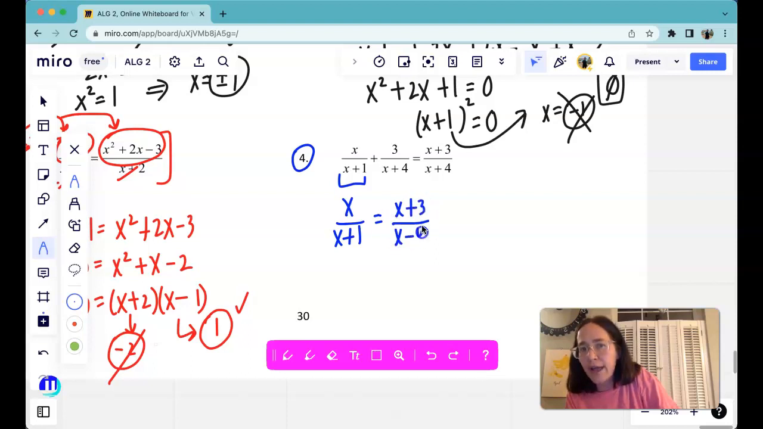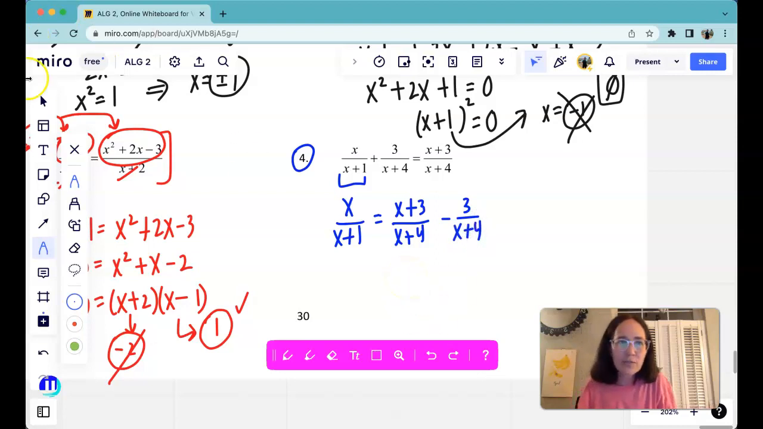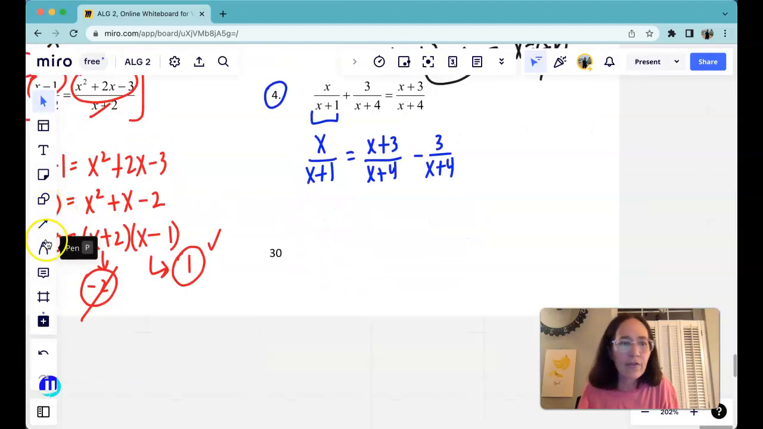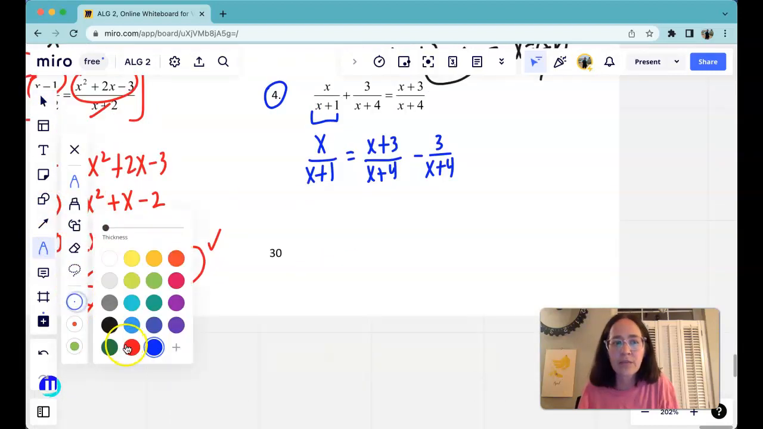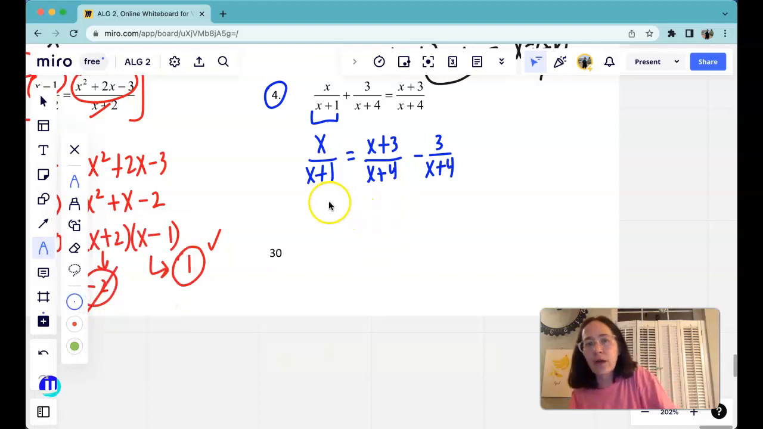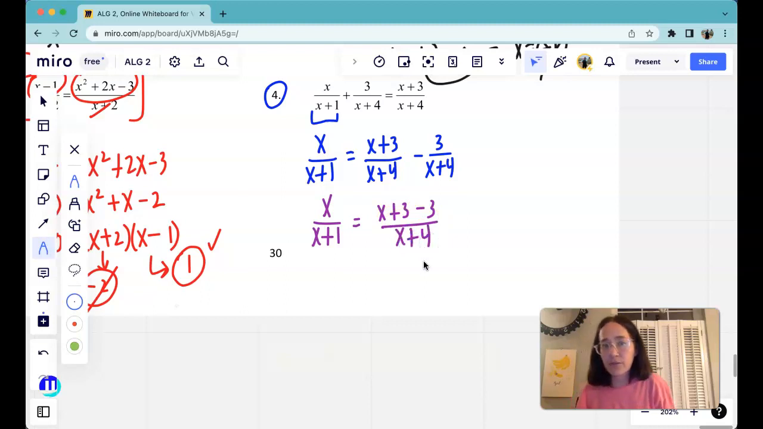So I'm going to subtract the 3 over x plus 4 to the right-hand side. The reason I'm doing that is it's just going to make my life a tiny bit easier to combine like terms. I see now that I have on the right side a built-in common denominator, so it'd be easy to add those 2 up. You've got the left side, that's x over x plus 1. You've got the right side, it's x plus 3 minus 3 all over x plus 4. Loving the look of that, right?